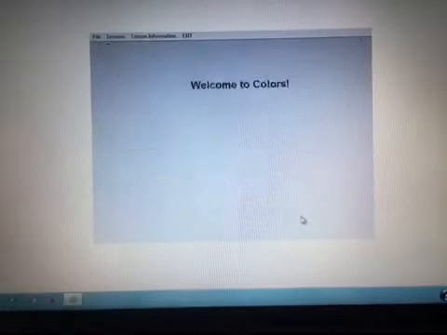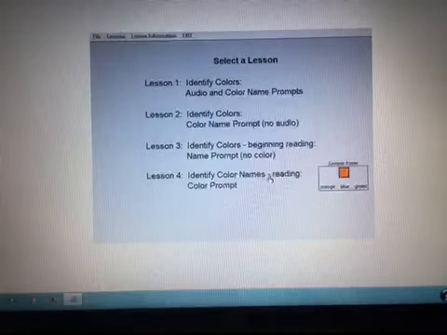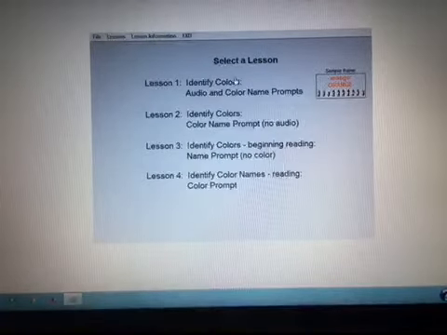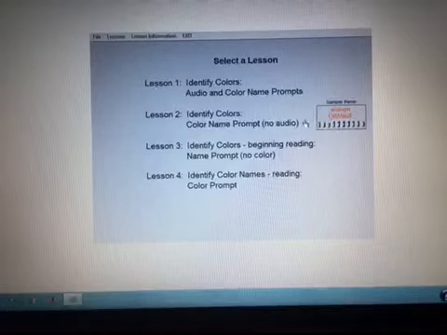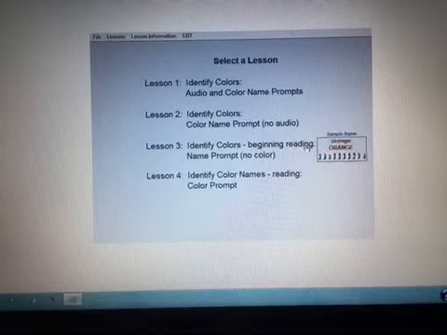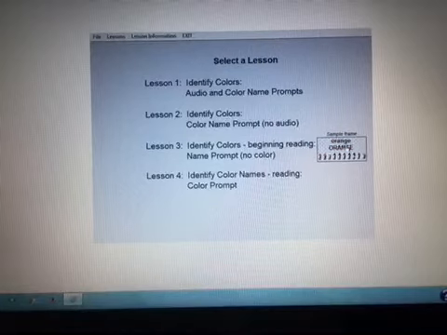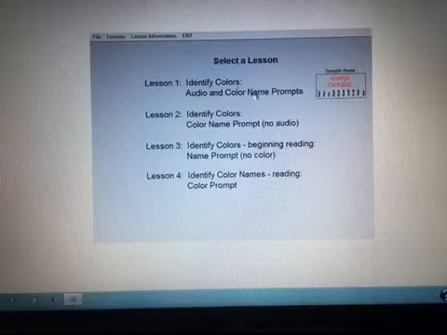Let's exit the demo and go to the lessons. This is what the students will see. And we have, excuse me, thumbnails that represent the strategy. Here's the colors without the audio. And here we have the name of the color, but no color cue. And then finally, we have them read the color names.